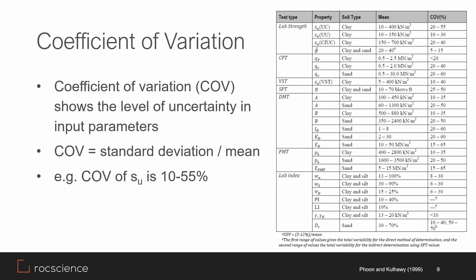Now, how to show the level of uncertainty in soil properties? We use coefficient of variation, or COV, which is defined as the standard deviation divided by the mean value. There are a lot of studies in literature that present data for the coefficient of variation of different soil parameters. This example is one of them. As you can see, we have different soil properties and soil types with their mean and coefficient of variation. For example, if you look at this table, you can see that for the shear strength of the soil, the coefficient of variation is between 10 to 55%. 10% is a small number, but 55% is a very large number, and factor of safety cannot consider this level of uncertainty for design purposes.